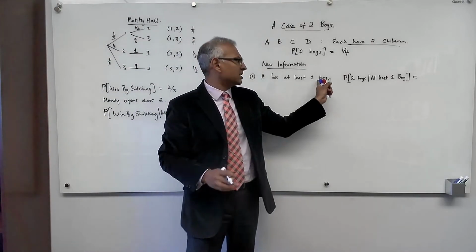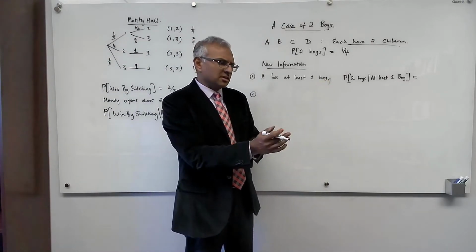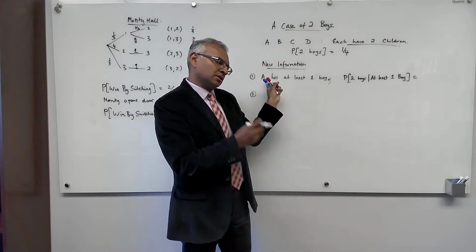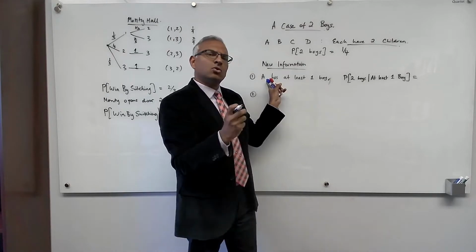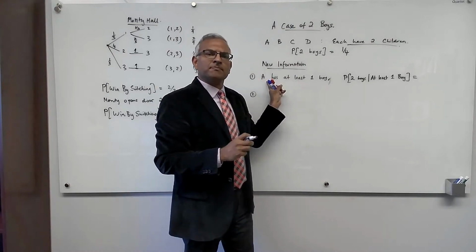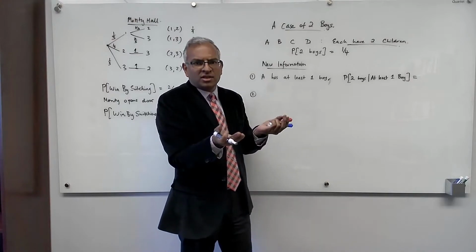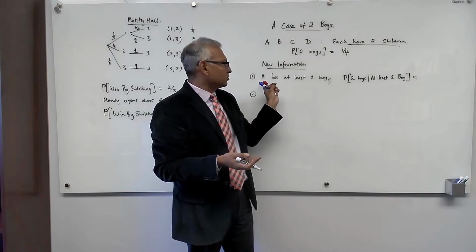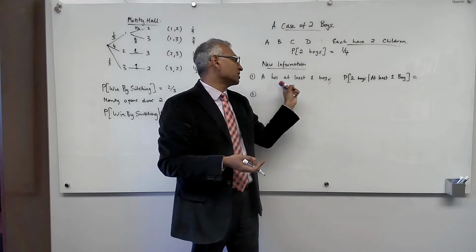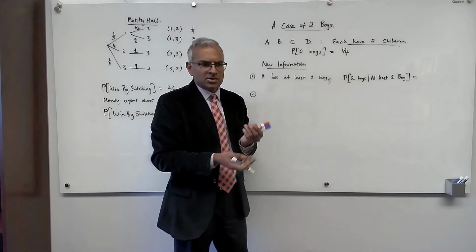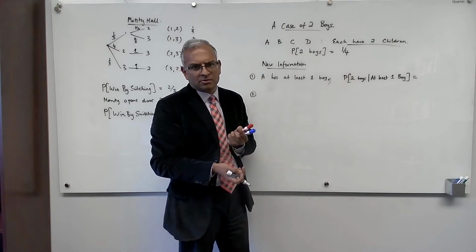If you know that he has at least one boy, then what are the cases? The cases are that A has a girl followed by a boy, a boy followed by a girl, or a boy followed by a boy. Those are the three cases you are narrowed down to when you know that A has at least one boy. You know for sure that it cannot be girl, girl. Okay? So of these 3 cases, one of those is 2 boys.